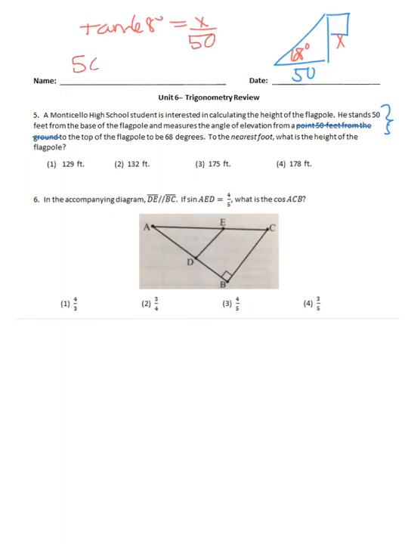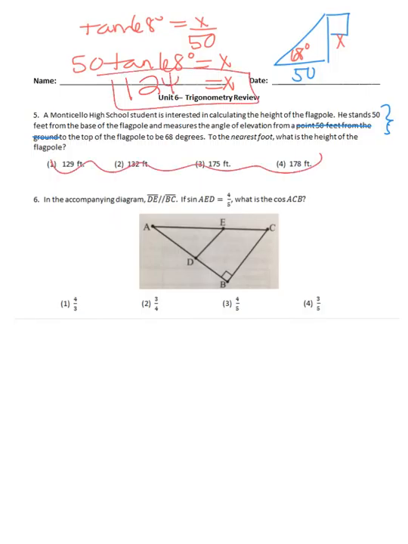So we're going to cross multiply. So 50 tangent of 68 is equal to x. Looks like it is 124 feet to the nearest foot. So none of these answers work. So this is the answer.